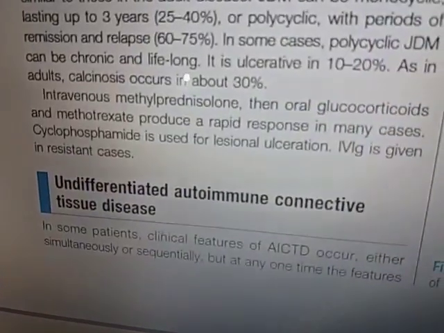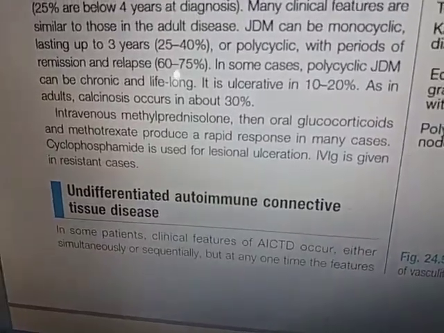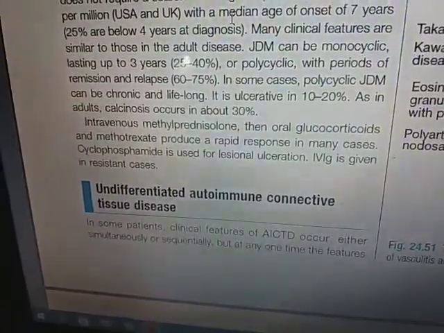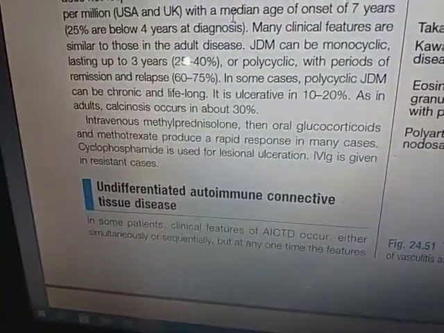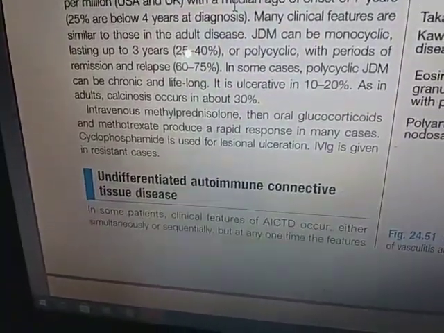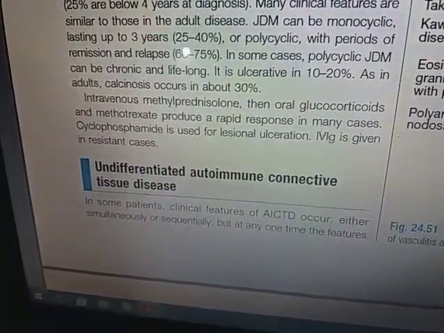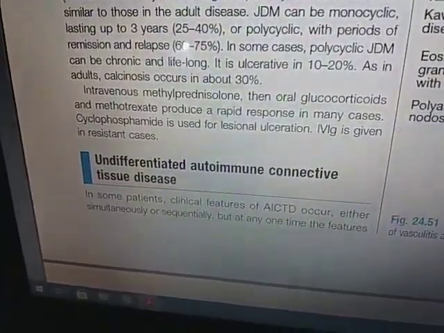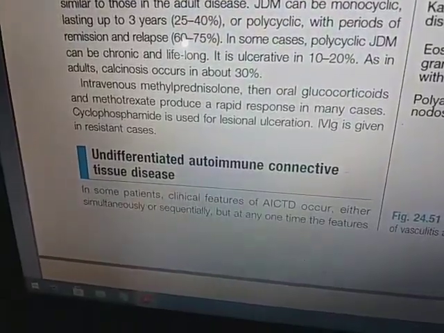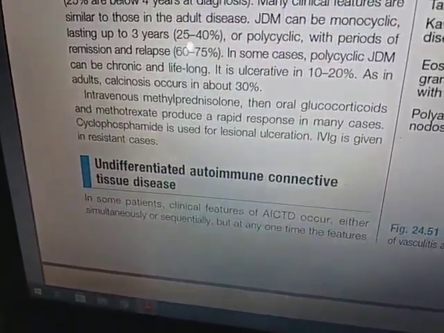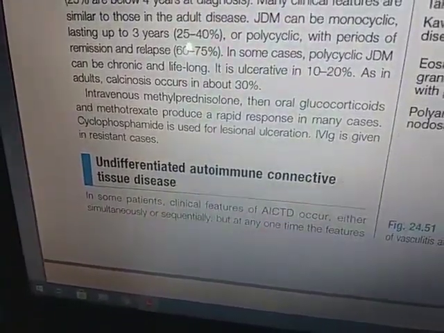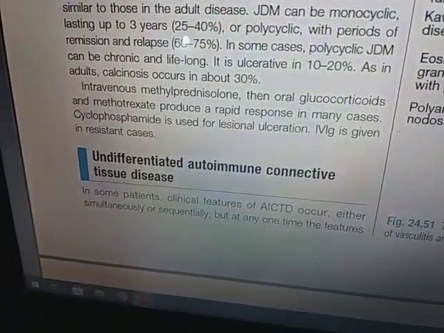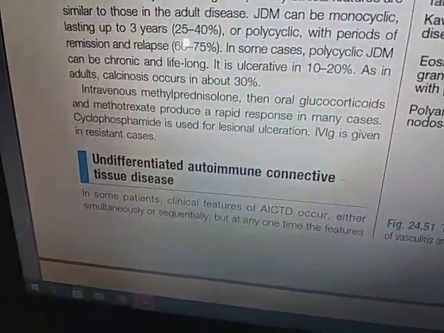Now, another topic is mixed connective tissue disease, mixed or undifferentiated autoimmune connective tissue disease. Here we have an overlapped connective tissue disease with features of SLE, scleroderma, and myositis. There is no clear diagnosis and there are overlapping features. In such a case, most of the patients are positive for anti-ribonucleoprotein, RNP, antibodies.